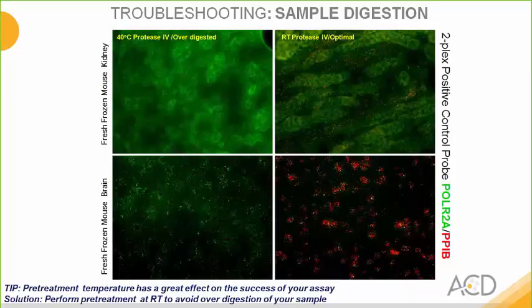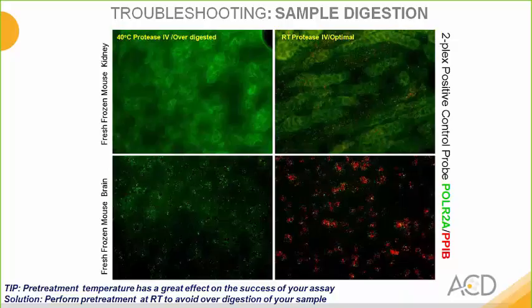In this slide, we're looking at sample digestion as being the issue. In the top panel, we have fresh frozen mouse kidney. In the far left picture, we have the protease 4 treatment being done at 40 degrees, in which you're seeing overdigestion and a loss of signal. We've then optimized so that you would complete the protease 4 incubation at room temperature, and you see now that the overdigestion has been solved, and that you also can see the red and the green channel signals, which you could not previously see in the overdigested sample.